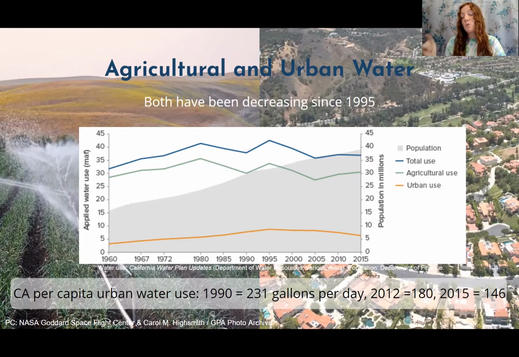But we never went up to where we were before the drought. So that is good. We did not go back up to where we were. We just increased a little bit. But yes, that is some good news there, is that our per capita use has actually been decreasing.